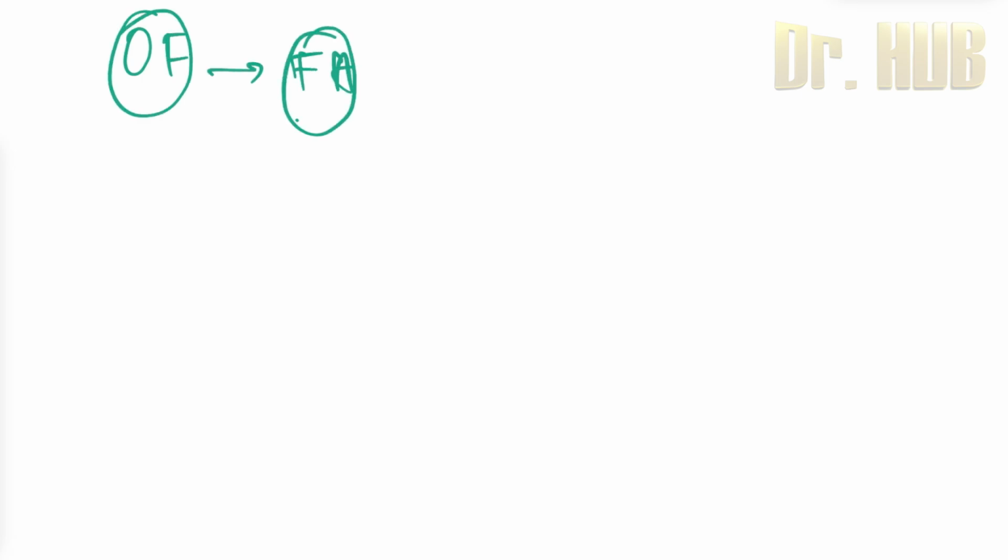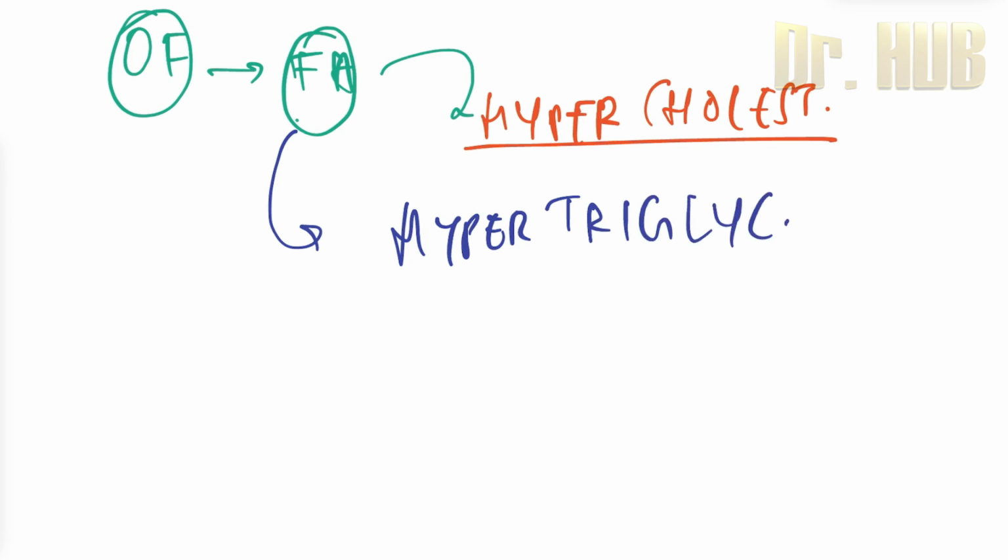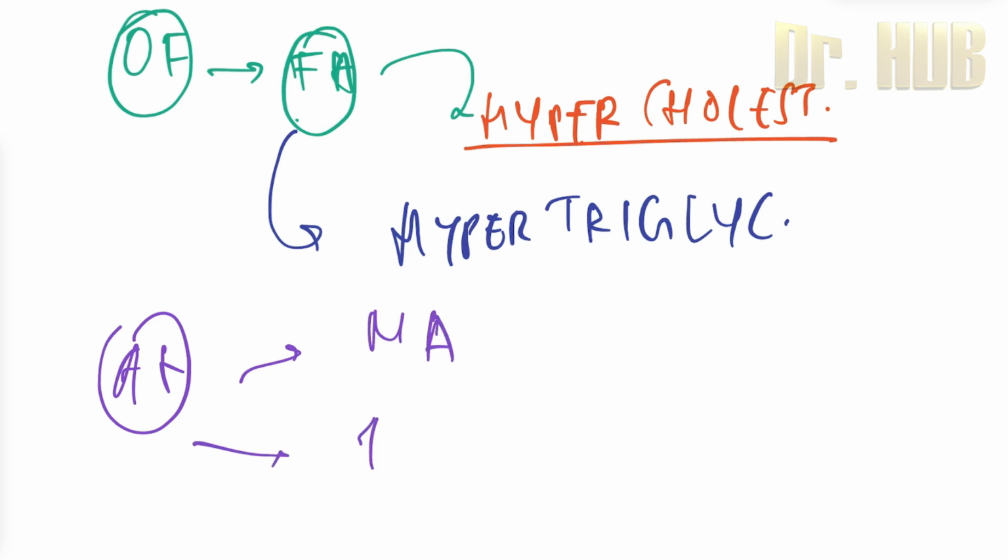as well as electrolyte abnormalities. Next is overfeeding of fatty acids. It includes hypercholesterolemia, then hypertriglyceridemia, and an increased risk of hypersensitivity reactions. Overfeeding of amino acids can lead to hyperchloremic metabolic acidosis, hypercalcemia, as well as uremia.